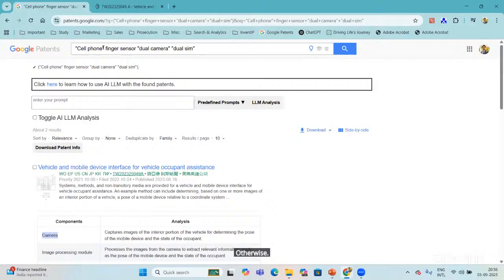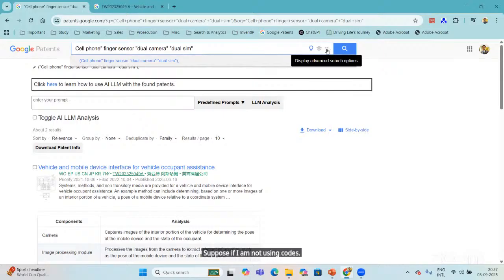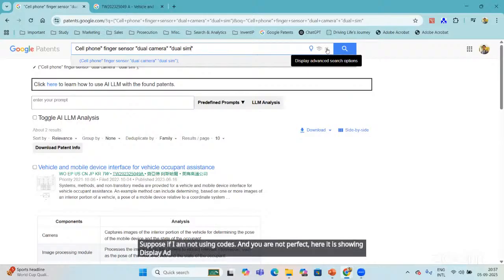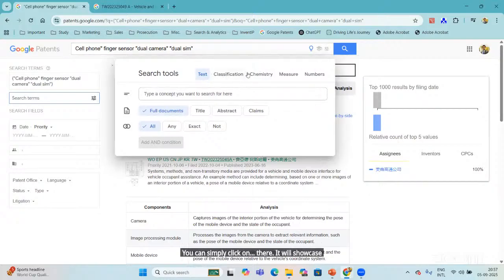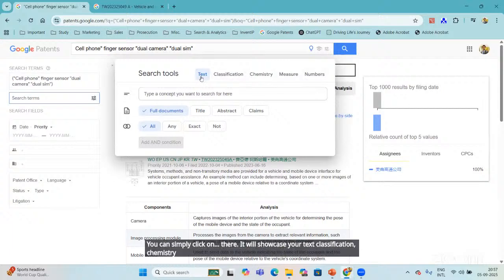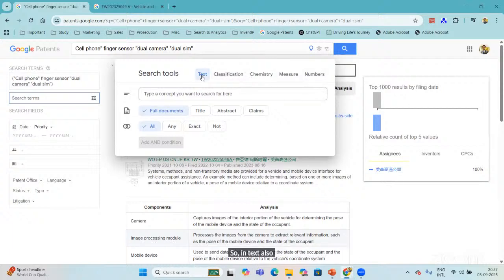Otherwise, there are multiple other options. Suppose I am not using quotes. Here it is showing display advanced search options. You can simply click on there. It will showcase text, classification, chemistry, major numbers. So in text also, it will always keep on showcasing. Wait a moment.